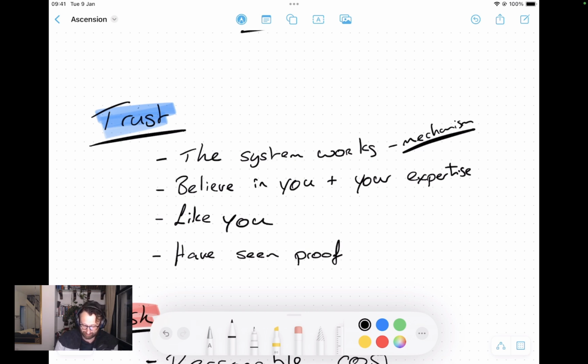And that leads to this, and this is another underrated element, right? People need to like you to buy from you. If they think you know what you're doing, but they just don't like the person, they're not going to buy. So you need to build some sort of rapport there with that person.